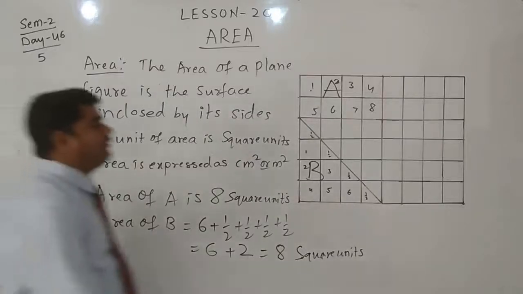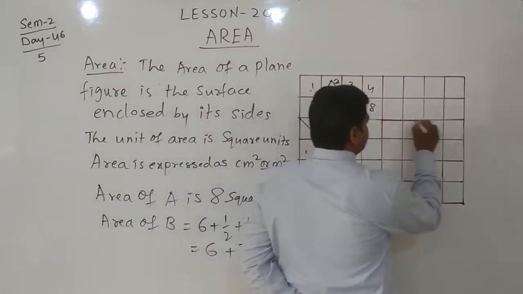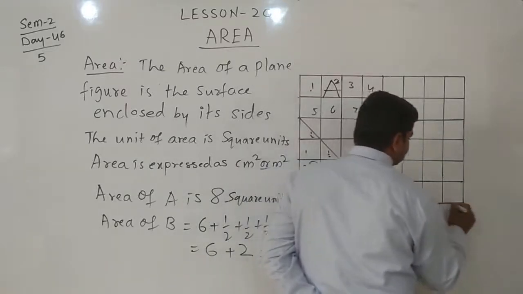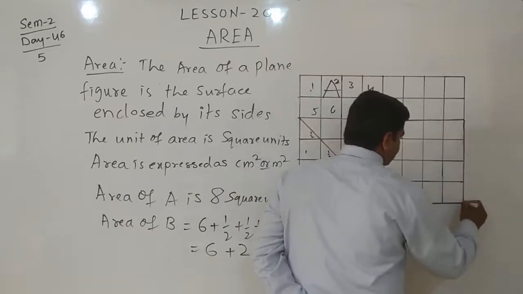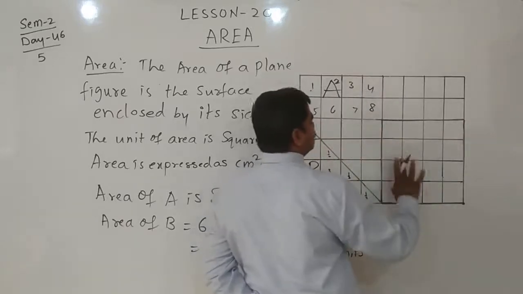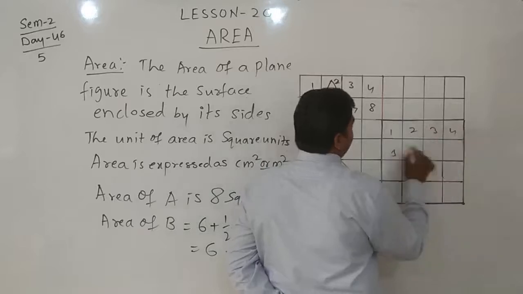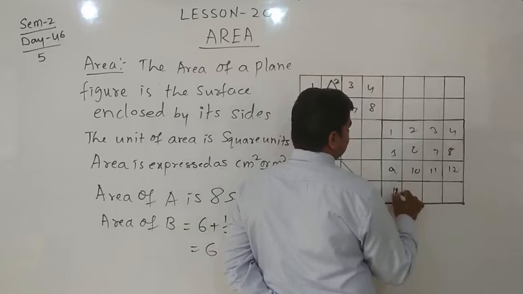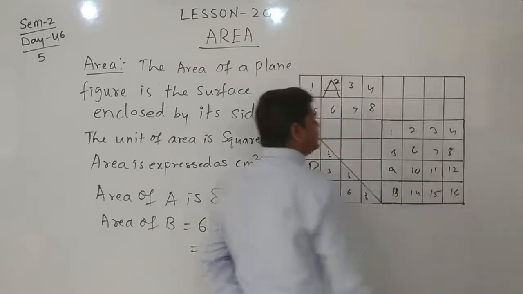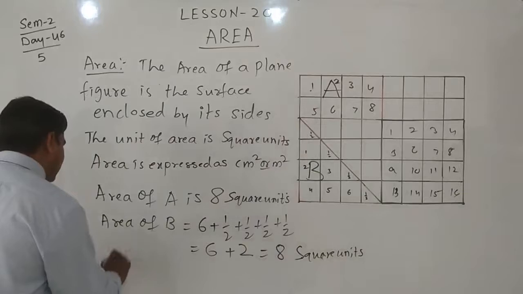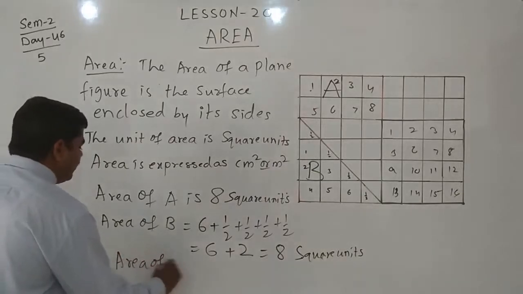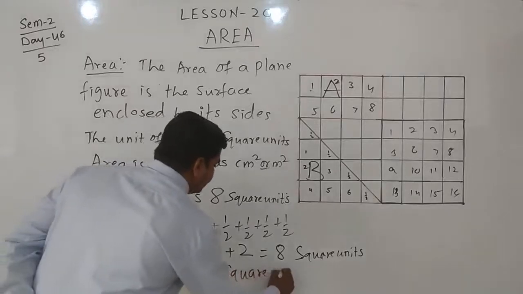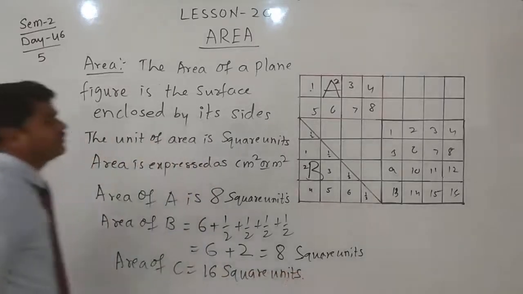And one more figure we have here. This figure has this side 4 and this side 4. Yes, 4, 4, 4. This is the square. All sides: 1, 2, 3, 4, 5, 6, 7, 8, 9, 10, 11, 12, 13, 14, 15, 16 square units. We can write area of figure C is equal to 16 square units.